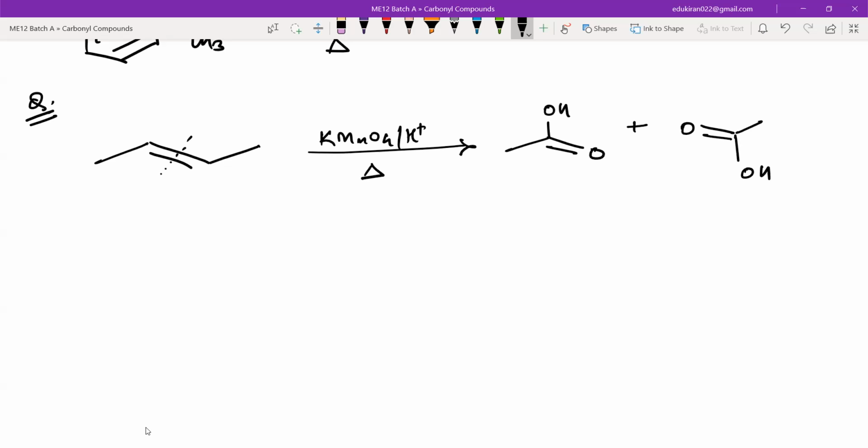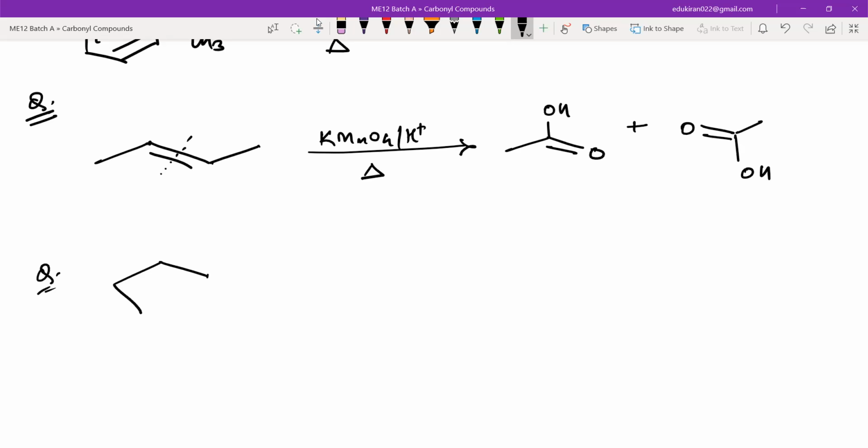Double bond O and OH. So here you will add a COOH group on this carbon atom and on this carbon atom. That means if you have some cyclic alkenes, they can be converted into dicarboxylic acids.